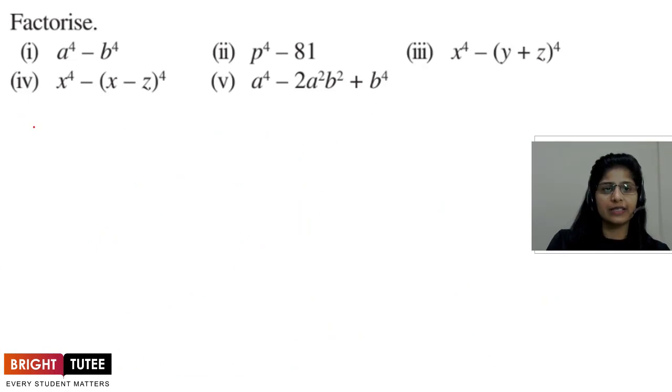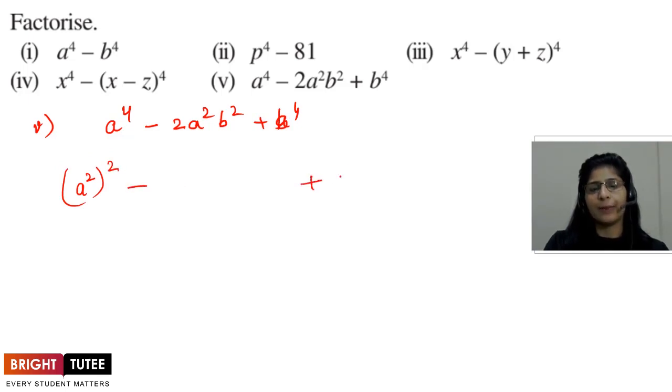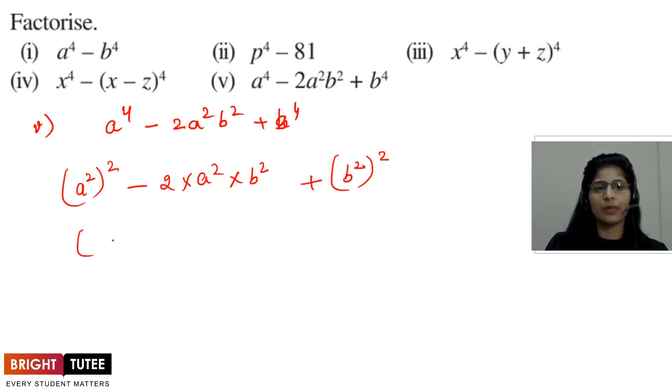We already have discussed this. Let's have a quick revision of it. a to the power 4 minus 2a square b square plus b to the power 4. a to the power 4 is a square of a square, and b to the power 4 is a square of b square. 2 into a here is a square and b here is b square. So we get a square minus 2ab plus b square. It is a formula for a minus b whole square.